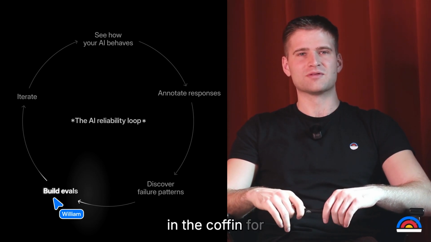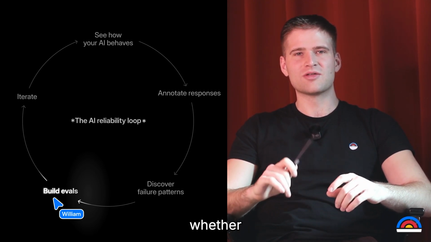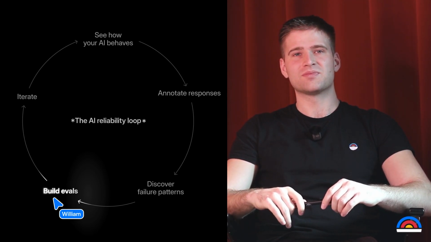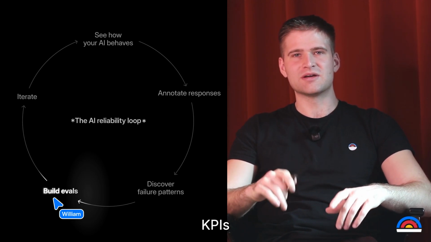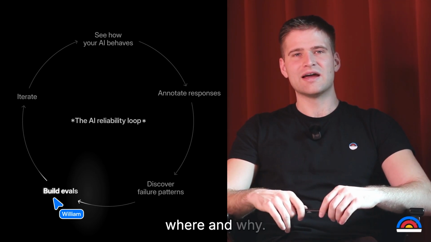This is the nail in the coffin for vibe prompting. Now we can iterate the prompt with clear indicators of whether or not we are going down the right path. So, evals are your KPIs for reliability. They tell you how often a problem happens, where, and why.